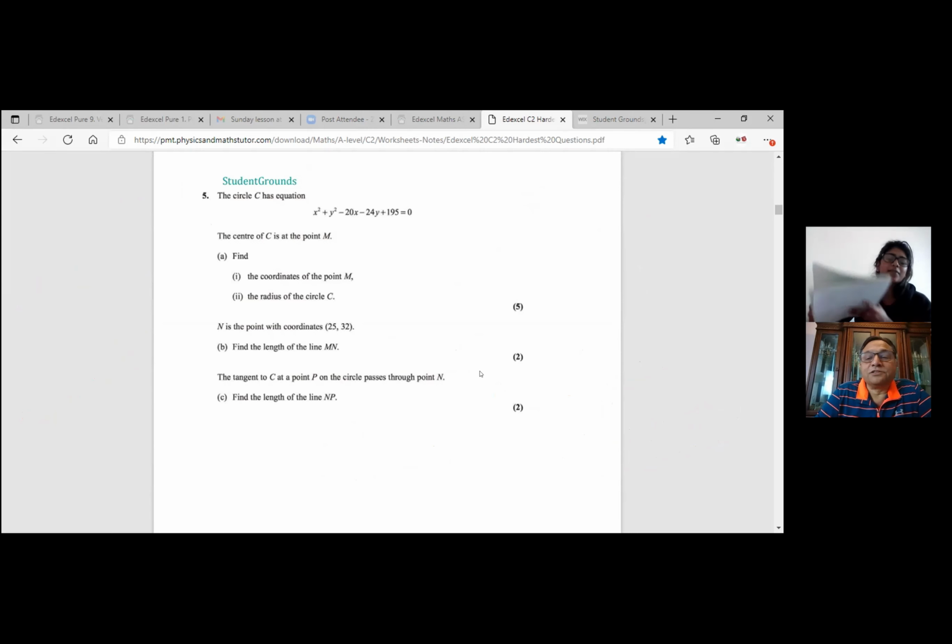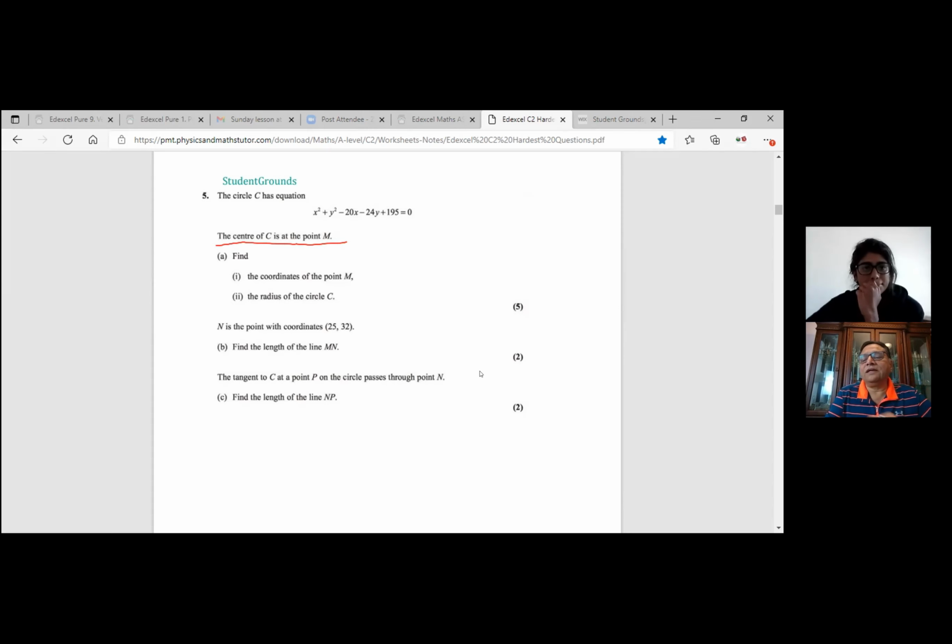Circles. Every year you get this question on circle, and this kind of pattern is followed. I think if you go through 4 or 5 of such test papers, you should do extremely well in your test. Hopefully, right? Can you please read this question? The circle C has equation x squared plus y squared minus 20x minus 24y plus 195 equals 0. The center of C is at the point M. Part A, find the coordinates of the point M, and part B, the radius of the circle C.